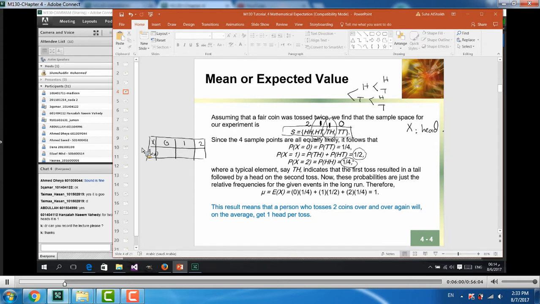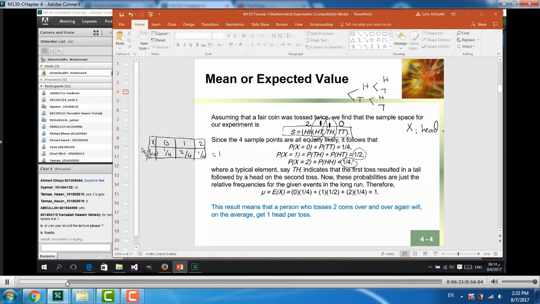For the 0, it is 1 over 4. For the 1, it is 2 over 4, which is half. For the 2, it is again 1 over 4. Their sum should equal 1. You remember that from last time? It's like a revision for the previous lecture because we are using it again today.